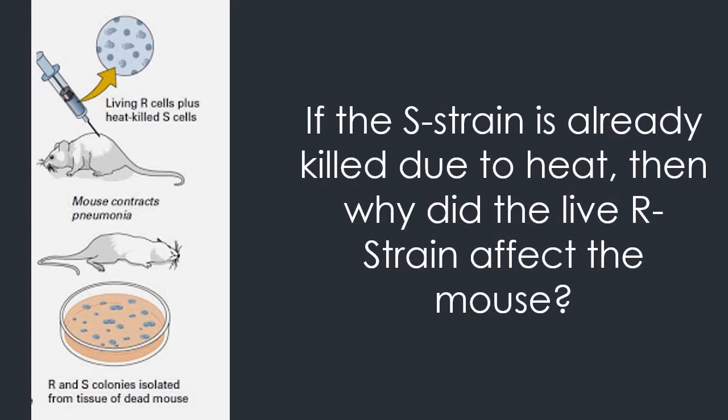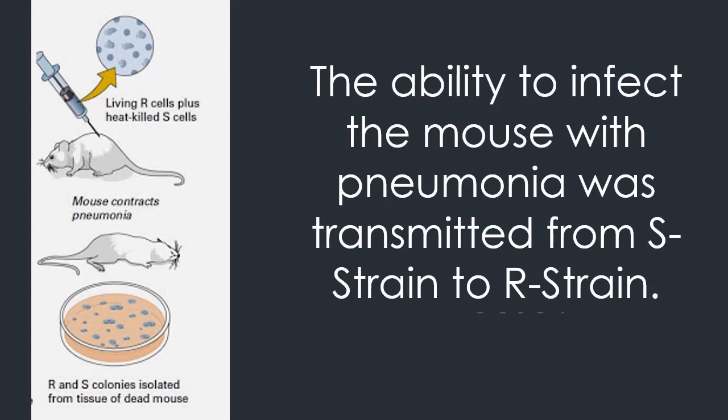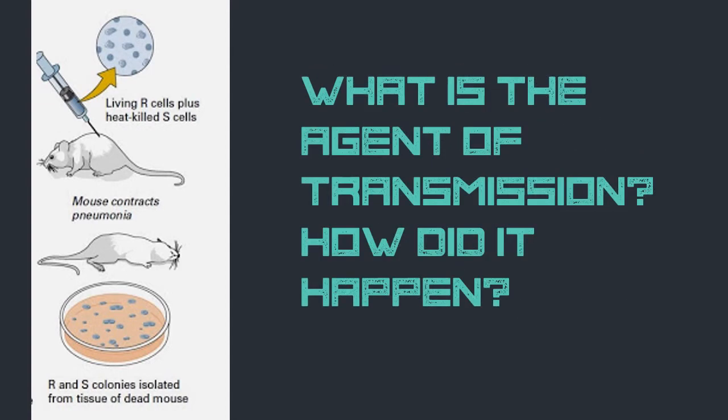So the ability to infect the mouse with pneumonia was transmitted from S strain to R strain. So what is the agent of transmission? How did it happen? So ano kaya yung naging transmission? So ano kaya yung agent rather?